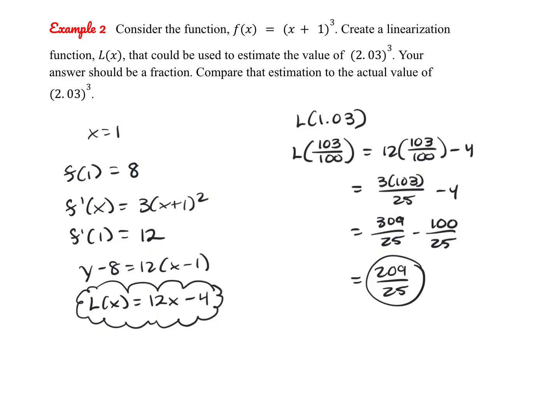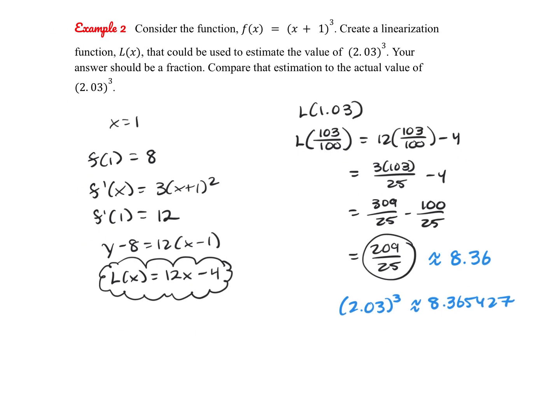But let's see what 209 over 25 is. This gives us approximately 8.36. And if I actually do 2.03 cubed, we get 8.365427. So if you compare the two, extremely close. Now, I guess this is a bit of an underestimate.